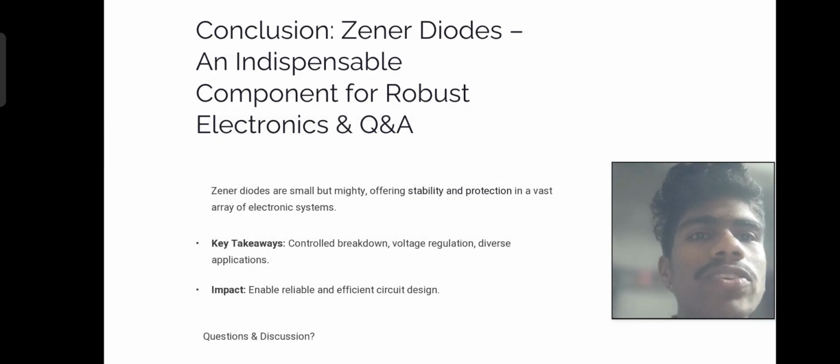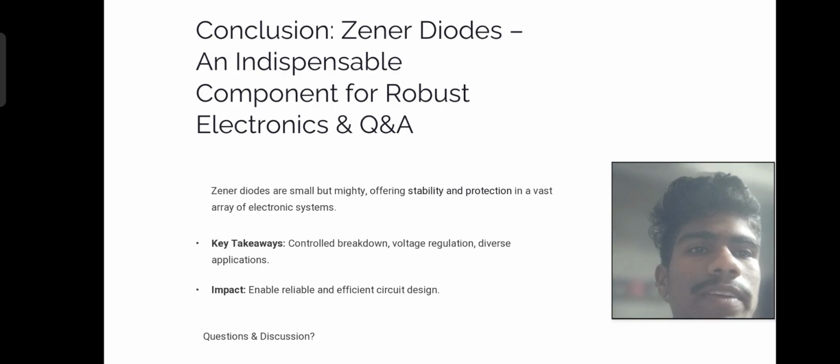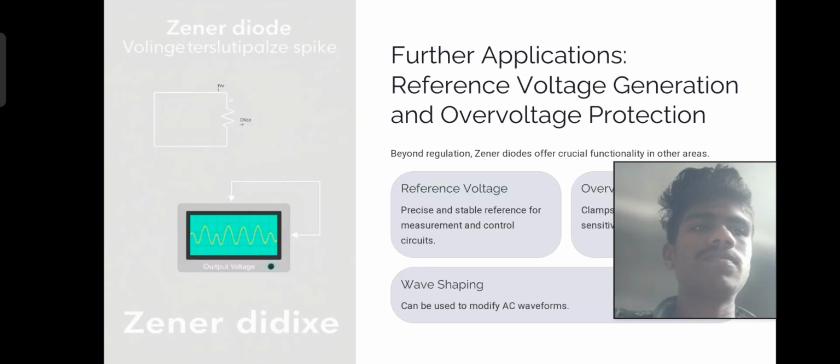Zener diodes are an indispensable component for robust electronics. Zener diodes are small but mighty, offering stable protection in a vast array of electronic systems. Key takeaways: controlled breakdown voltage, regulation and diverse applications.